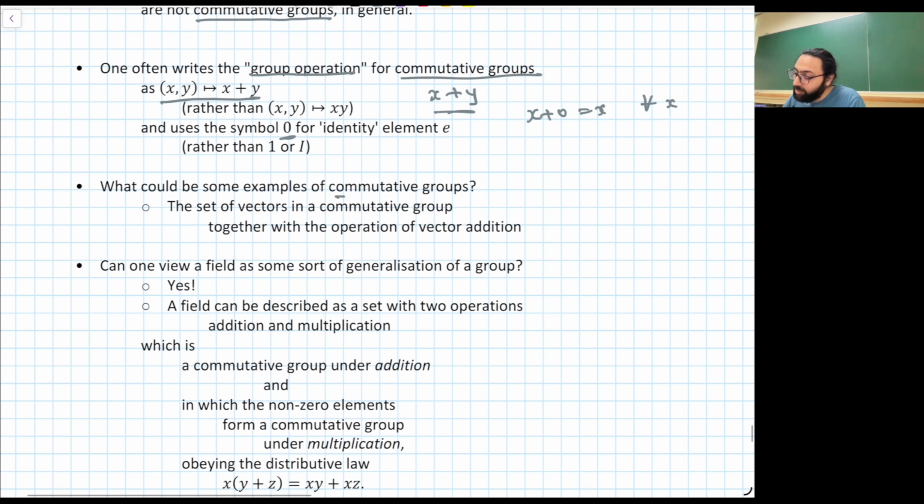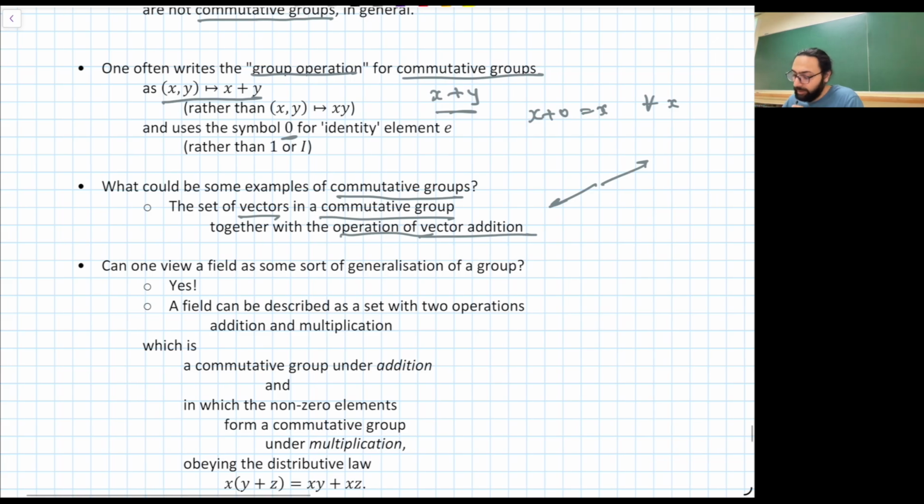Okay, and some examples of commutative groups. Obviously, you can just use regular numbers, excluding the number 0. But you could also take the set of vectors, and they would form a commutative group. Okay, and then the operation is vector addition, right? Because for every vector, you can find the inverse as the vector in the opposite direction. So the sum gives you the 0 vector. Right? Is that okay? Okay.